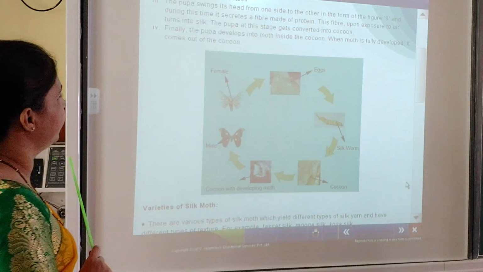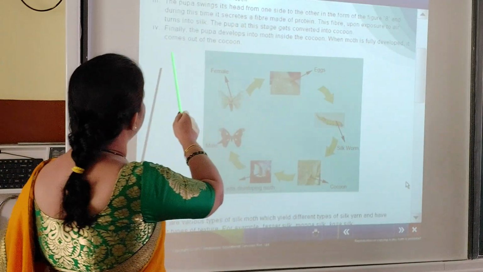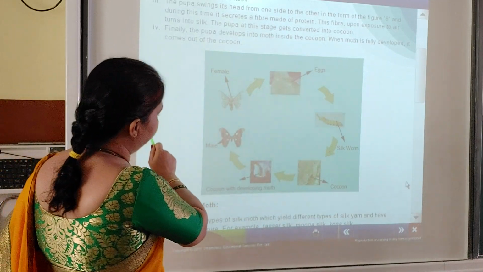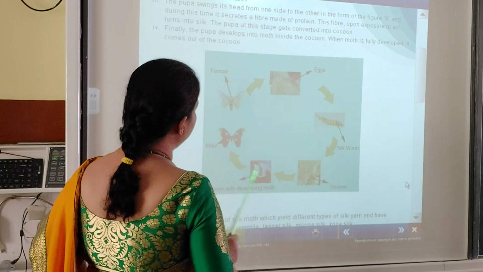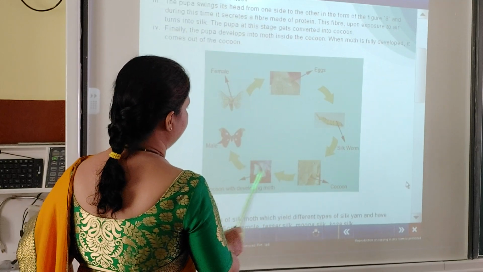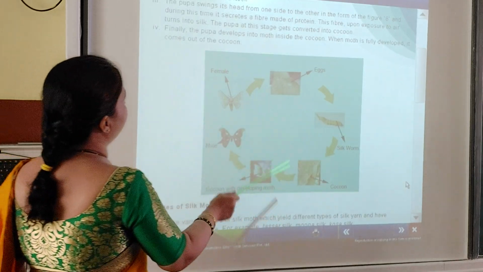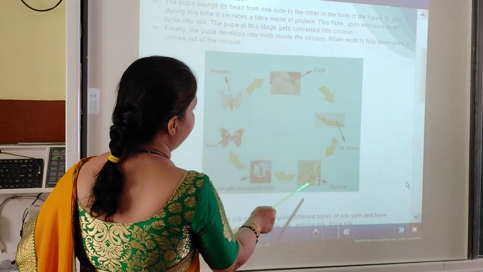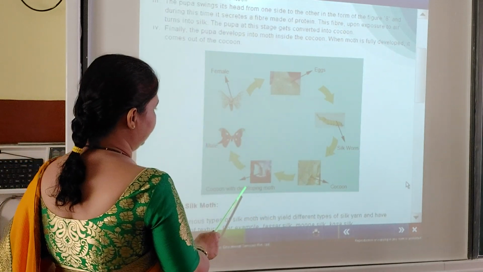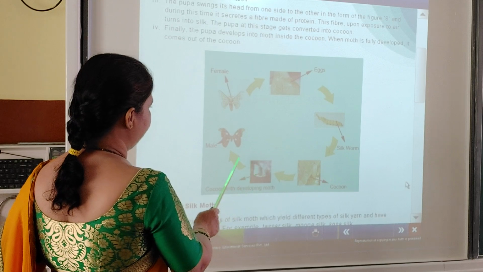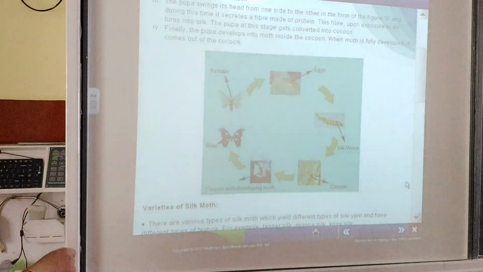And at this time it secretes a fiber made up of protein. This fiber, on exposure to air, turns into silk. The pupa at this stage gets converted into a cocoon, like this. Finally, the pupa develops into a moth. Inside the cocoon, when the moth is fully developed, it comes out of the cocoon like this. So this is the life history of the silk moth.